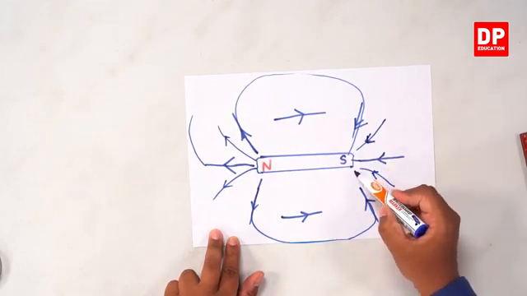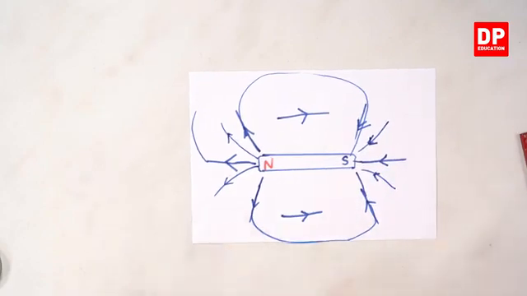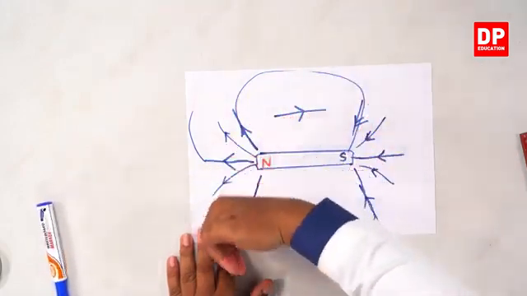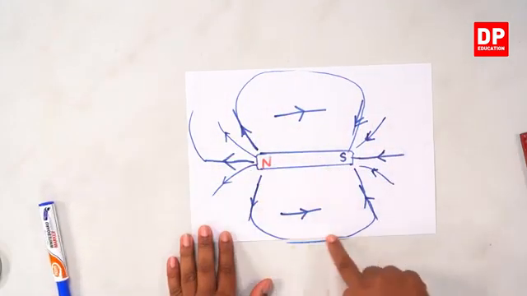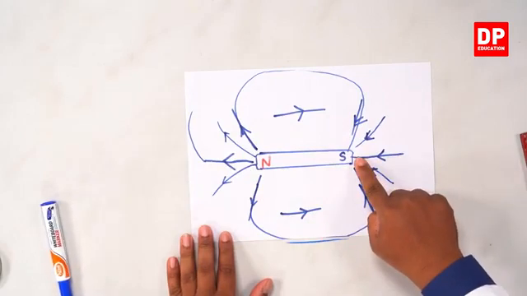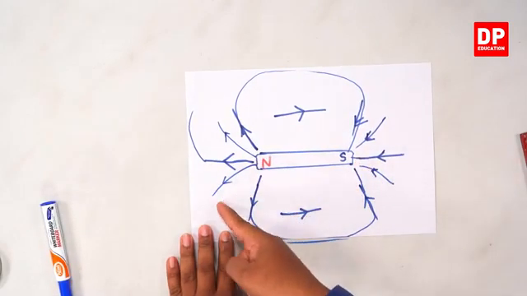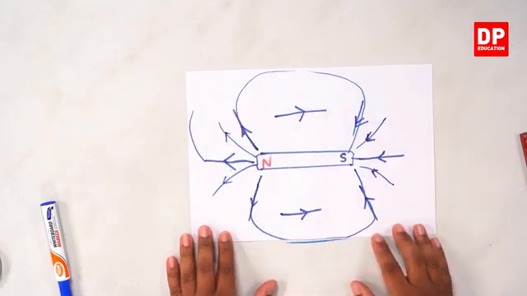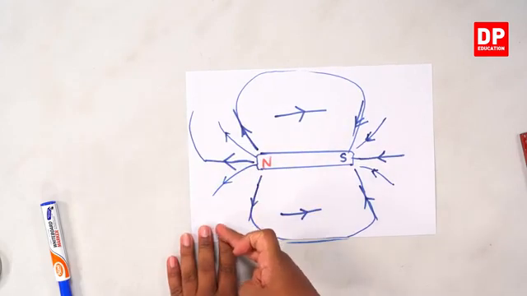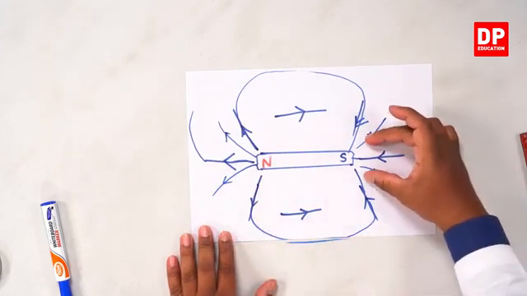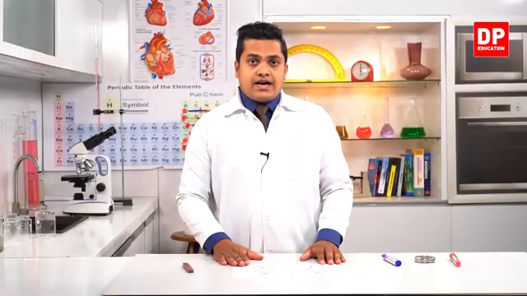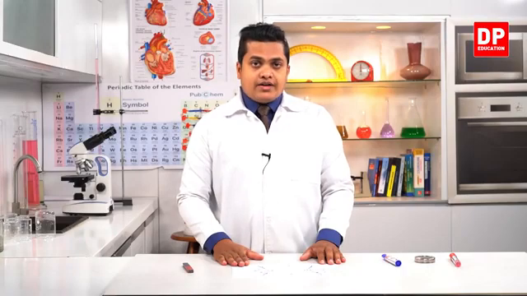Right? So it's obvious to us that according to this diagram, the magnetic field lines are spreading from north pole to south pole. Always the magnetic field lines spread from the north pole and get collected at the south pole. So this is how the magnetic field lines are arranged in a magnet. It is always spreading from north pole to south pole.